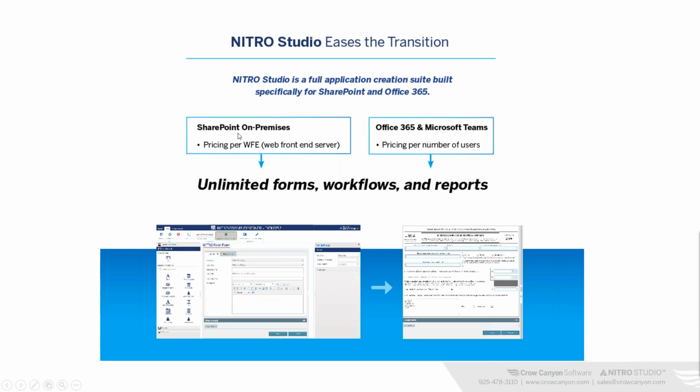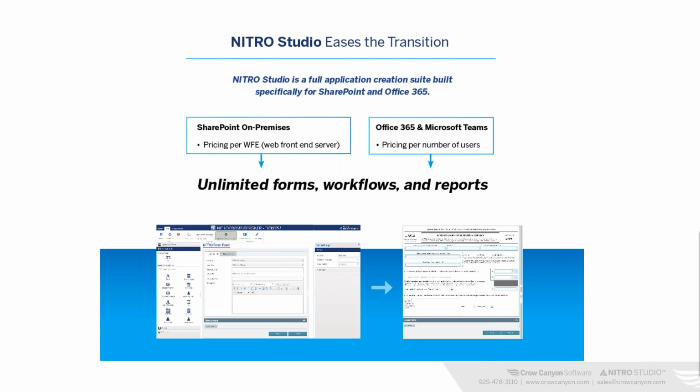We're making the point that there's SharePoint on premises and SharePoint Office. Nitro Studio works on SharePoint on premises or works on Office 365. I wanted to point out, and that's why I asked them to put this in here, that we bring you unlimited forms, workflows, and reports. One thing with other types of forms and workflow solutions that you'll run into, they'll be basing it on the number of forms you're using, or the number of workflows that you're running, or the number of reports, or whatever other metric like that they want to use.